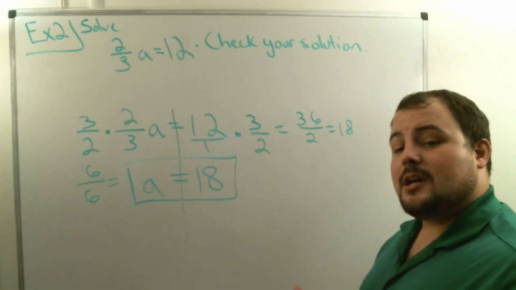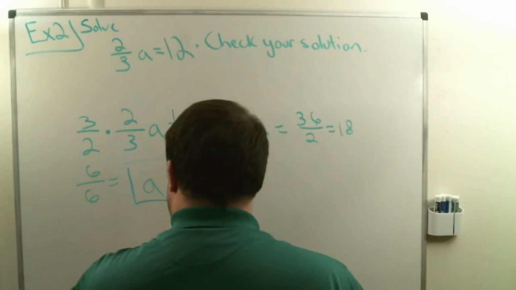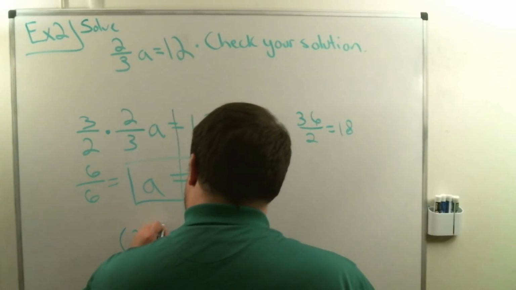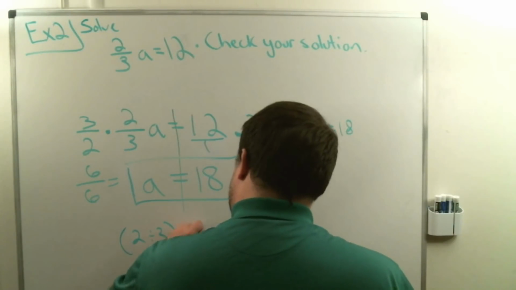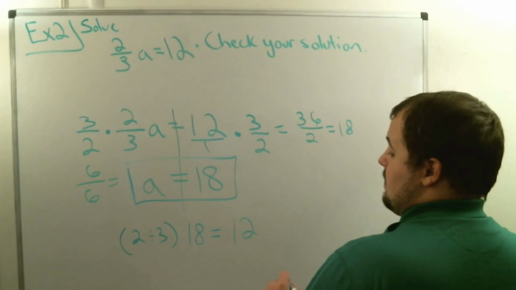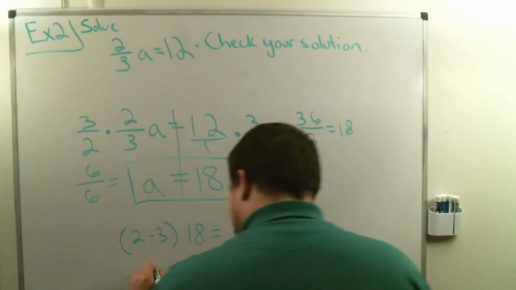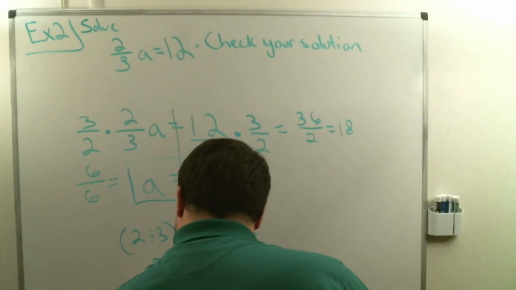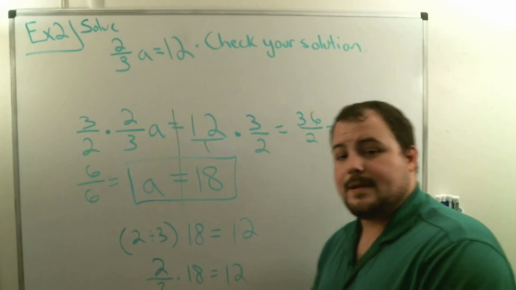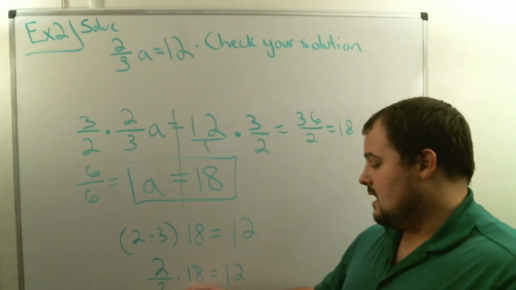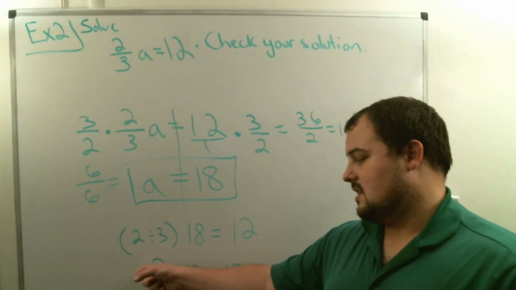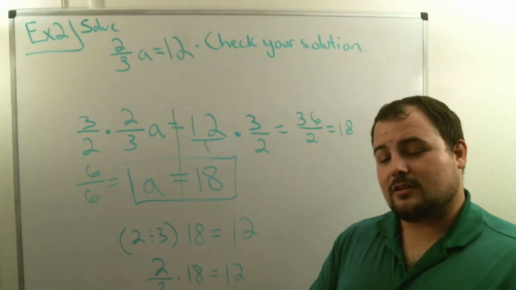We're going to check it by typing it in our calculator. Reminder, when we type it in our calculator to check our solution, we want to type 2 divided by 3 times 18 and see if we get 12. Or we can use my method, 2 over 3 times 18 and see if it equals 12. I'm going to go ahead and use my method, then I'm going to check it in the calculator. 18 divided by 3, that's 6. 6 times 2, that's 12. I got the number 12.